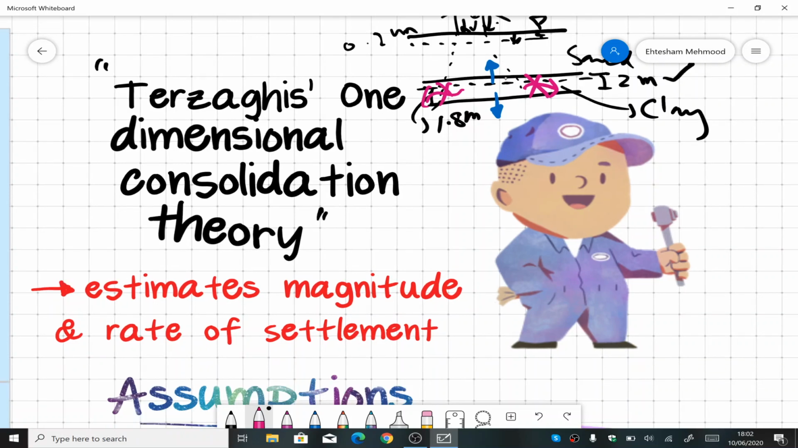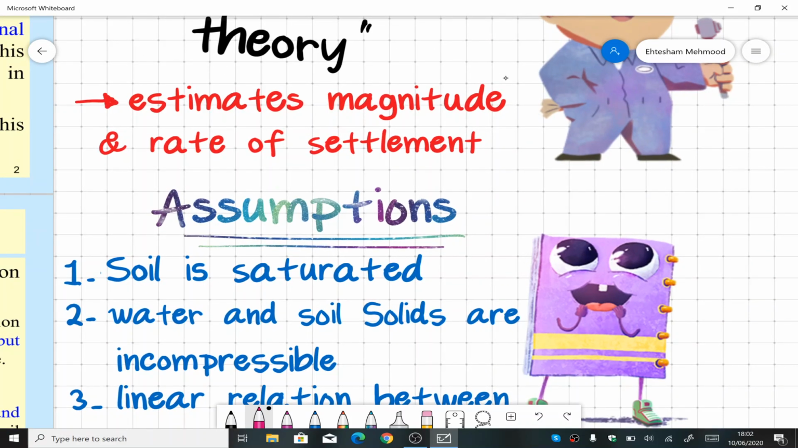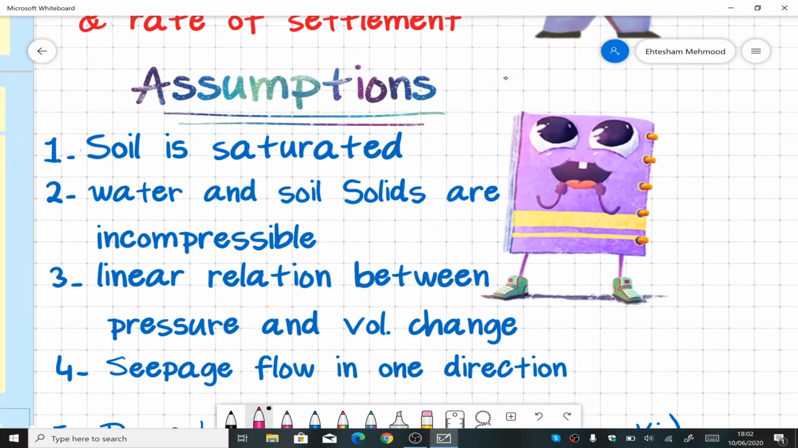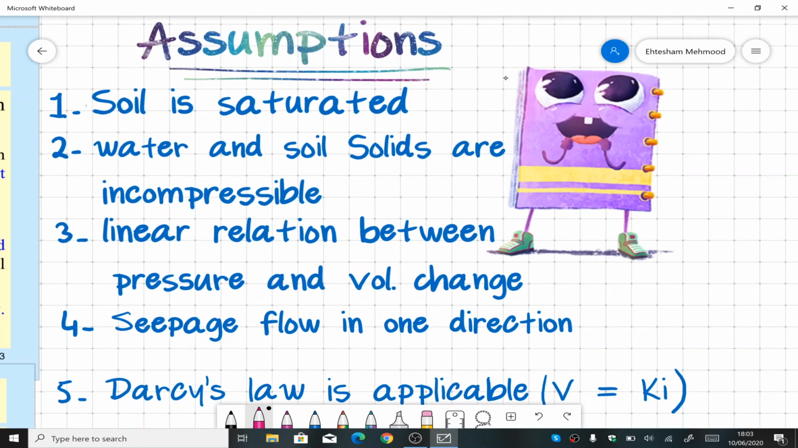So moving forward, let's see what the assumptions are. All right, the first assumption is that the soil is saturated. If you remember from our last lecture, for our geotech course we are only considering saturated soil. By saturated soil we mean that there is only water in the voids of the soil and no air, and the voids are completely filled with water. So this is also the first assumption of Terzaghi's consolidation theory.